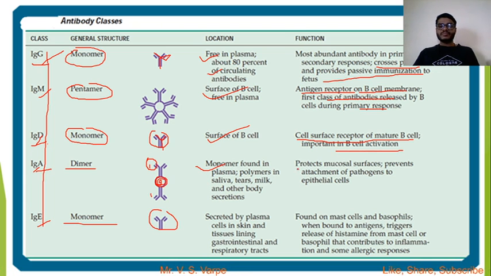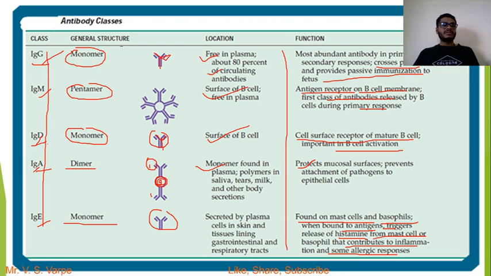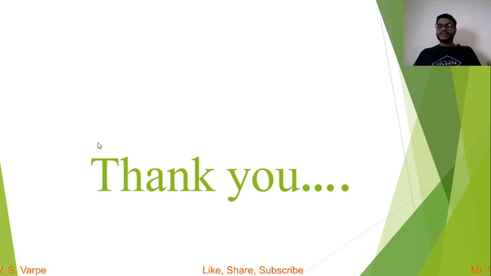IgA protects the mucous surfaces and prevents the attachment of pathogens to epithelial cells. And the most important function of IgE is that it is found on mast cells and basophils. When bound to the antigen, it triggers release of histamine from the mast cell or basophil, which contributes to the inflammation of some allergic responses. These are all the functions of these 5 classes. Okay, thank you so much.